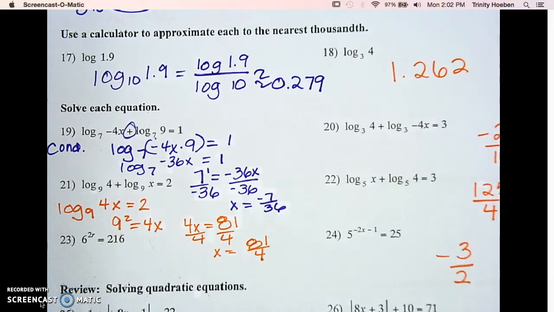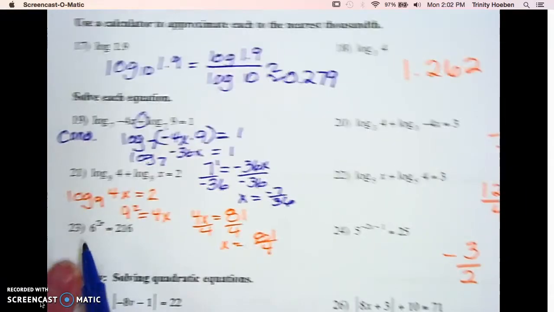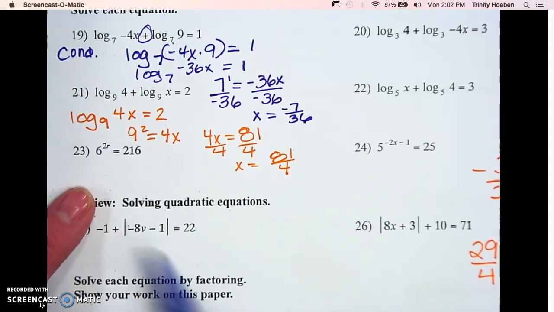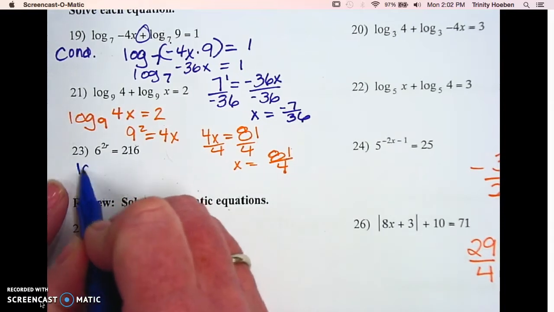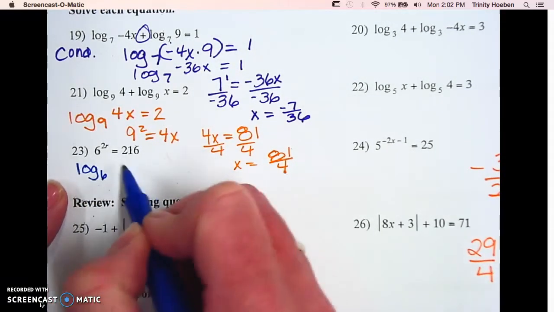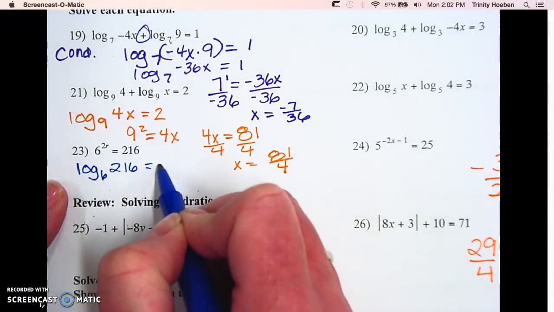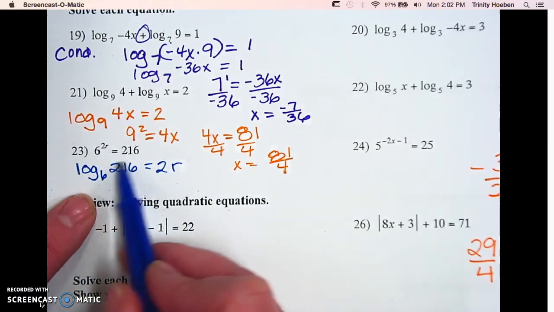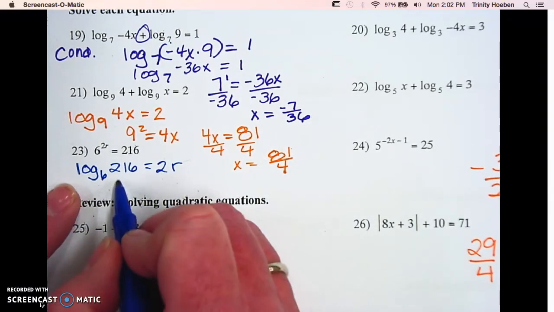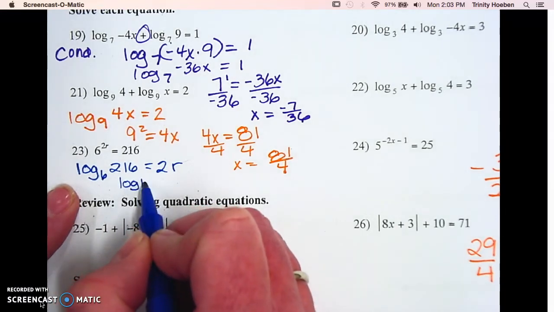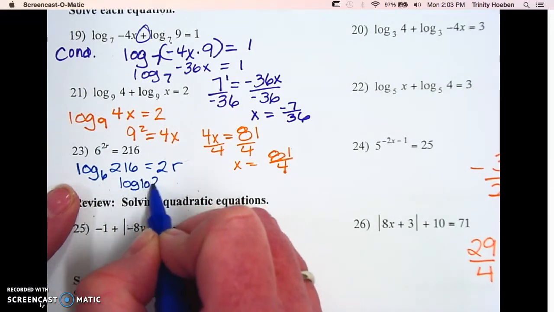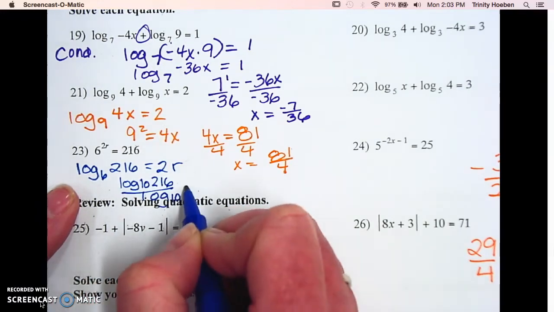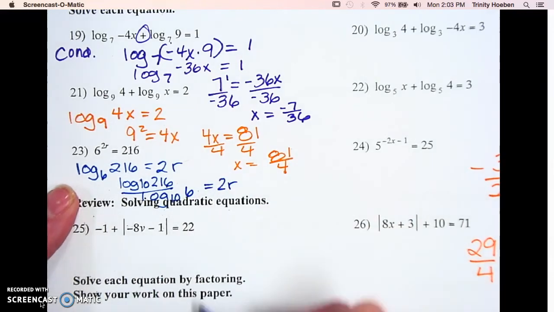Number 23. I'm going to just change this from exponential form to log form because I can't see anything else to do with it and just see what happens. So I'm going to rewrite it as log base 6 of 216 is equal to 2r. And then I know the calculator can't do this, so I'm going to do change of base. So this is going to be log base 10 of 216 over log base 10 of 6. All that's going to be equal to 2r.